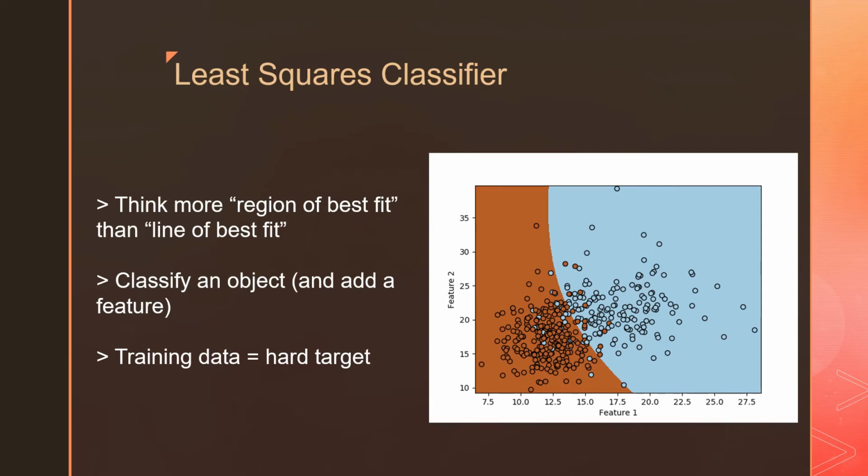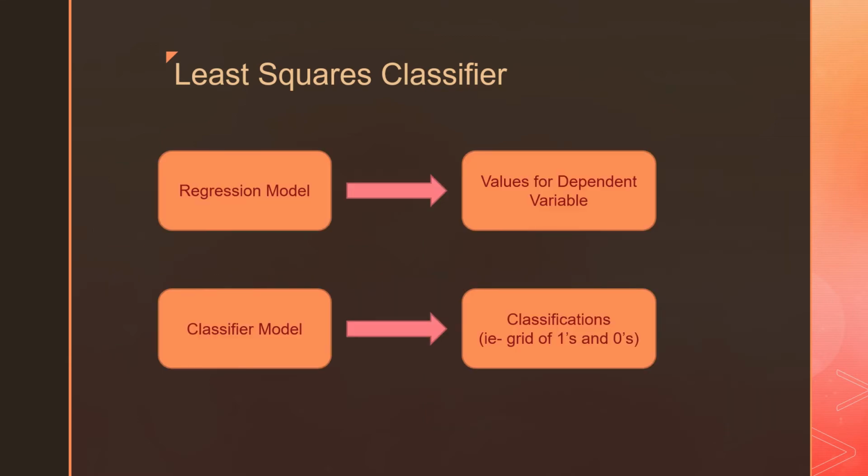But the important thing that we found is that the training data is hard to extract. It's no longer an easy target. And it's because when you have a regression model, you're going to get out values for that dependent variable. Those values mean something. They have meaning. Whereas in a classifier, your classifications have meaning, but really all they are is ones and zeros. It's a lot harder to glean information from that, or to know where to go with your model.